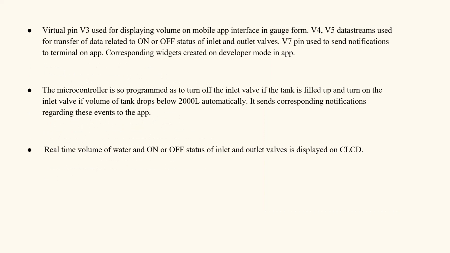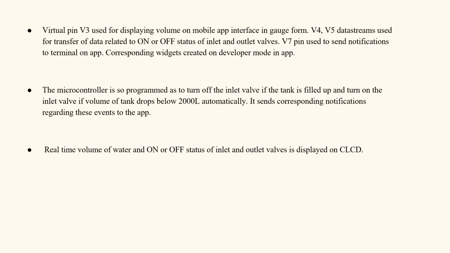Virtual pin V3 is used for displaying volume on the mobile app interface in gauge form. V4 and V5 data streams are used for transfer of data related to the on or off status of the inlet and outlet valve. The V7 pin is used to send notifications to the terminal on the application, corresponding to the widget created in developer mode in the application.